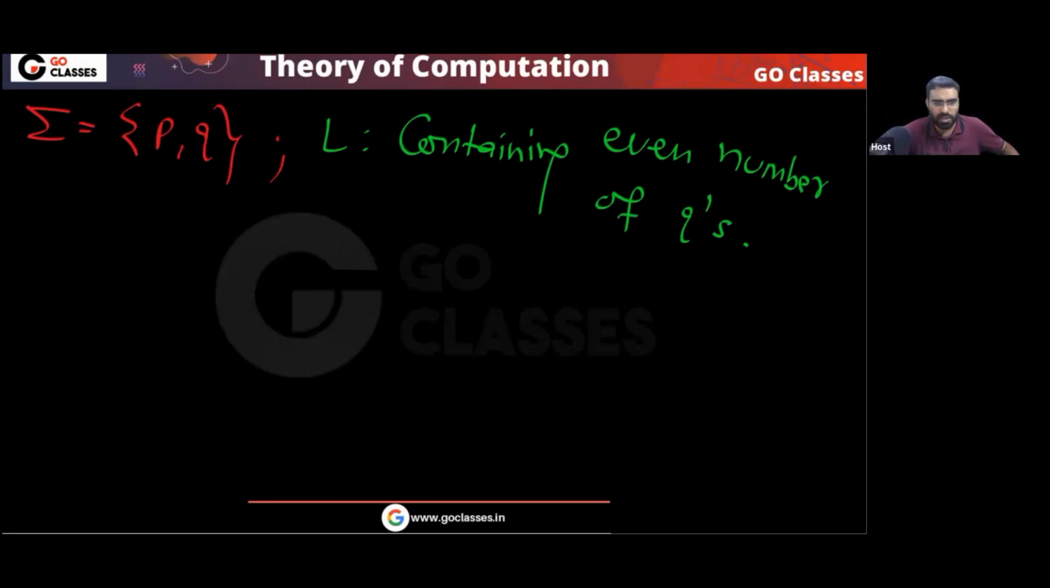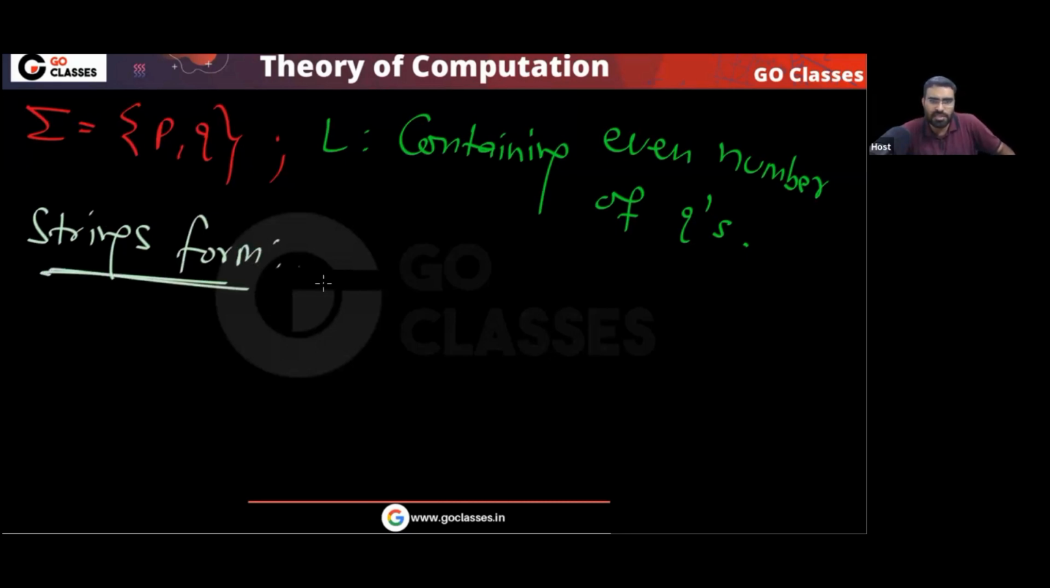Now you tell me, what type of strings do we want? What is the form of strings? See, this type of strings we want. Any number of P's can come. There is no problem with P, do you agree with me? If Q comes, then that will come as a couple. If Q comes, it will come as a cute couple.